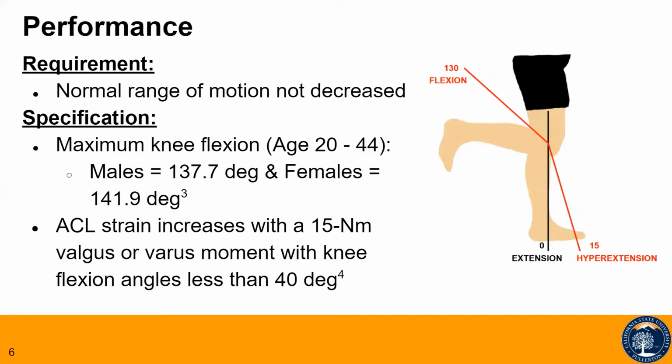So one of our performance requirements is that our design does not stop the normal range of motion. So the maximum knee flexion for males is 137.7 degrees and for females 141.9 degrees. The ACL strain increases with a 15 Newton meter valgus or varus moment with knee flexion angles less than 40 degrees.